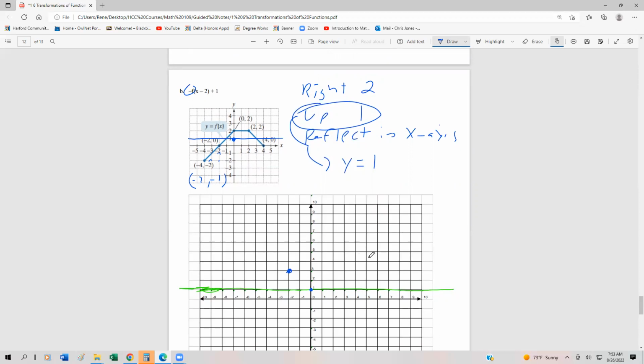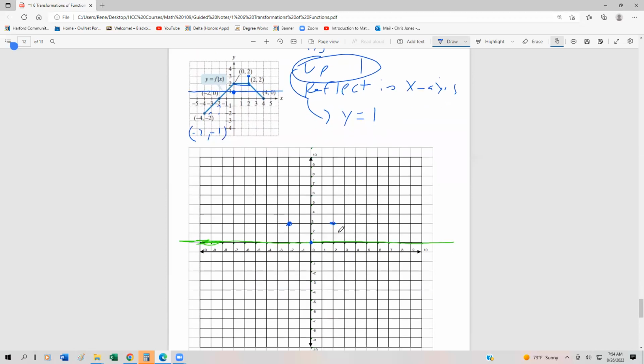Okay. Next one we have is 0, 2. So we move it to the right 2, and then we move it up 1. So it looks like we have this point that's going to be 2, 3. Okay, so we move 2 and then up 3. But remember, we're reflecting it in the axis. So we're actually just going to move it. It's going to be 2 units distance from this axis. So when we plot the point in the reflected, it should be 2 units reflected.